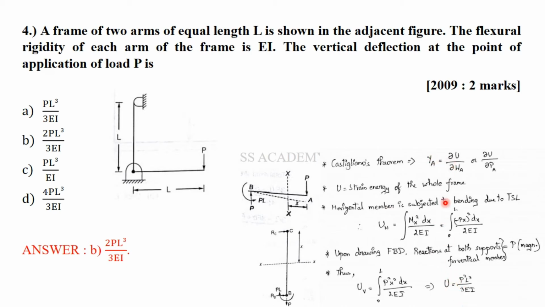And here you can see the total strain energy is given as P squared L cube by 3EI. This P squared L cube by 3EI is differentiated with respect to the load P. So you'll be getting 2PL cube by 3EI. Always remember, when a vertical member or a horizontal member is subjected to a transverse load, there will be a moment, and that moment is responsible for the strain energy. So you are calculating the summation of both strain energies and you are using Castigliano's theorem, and finally you are getting the deflection at the point of application of the concentrated point load.